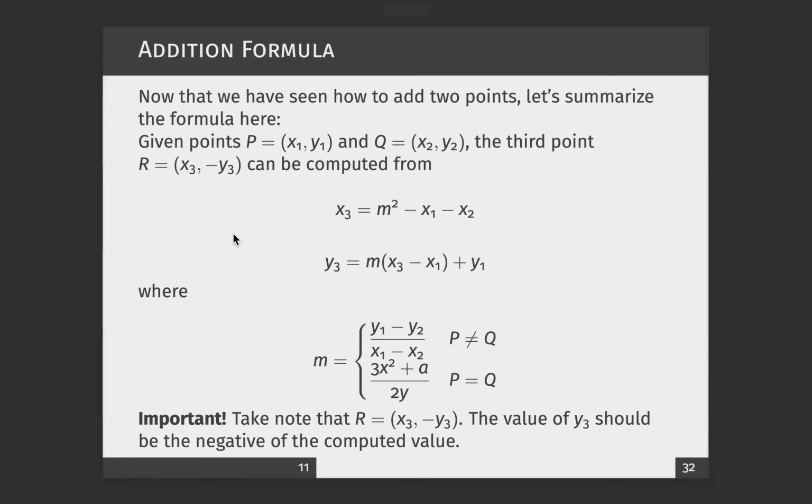So this is just a summary. We have x3 and y3 given by these formulas, and m is given by these two formulas. And so with that, it's easy now to just create a program to make our computation easy. It says here, important, take note that R, which is equal to x3, negative y3, the value of y3 should be the negative of the computed value. That's what I explained earlier.